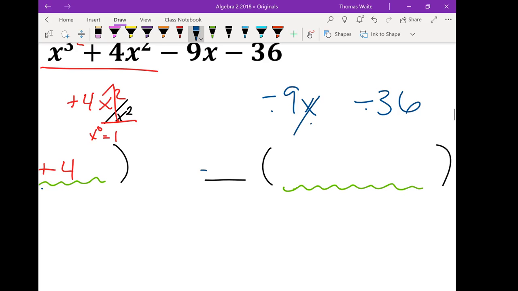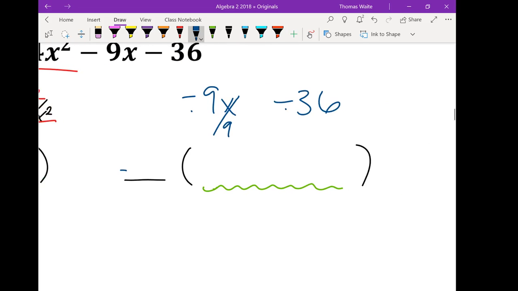I need the biggest thing that can divide into both of these. Well, the biggest thing that can divide into 9 is 9. So let's see if 9 also divides into 36. And I have a calculator here in front of me. 36 divided by 9 is 4.